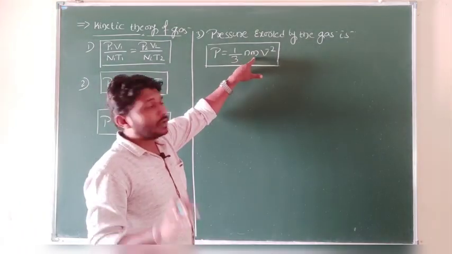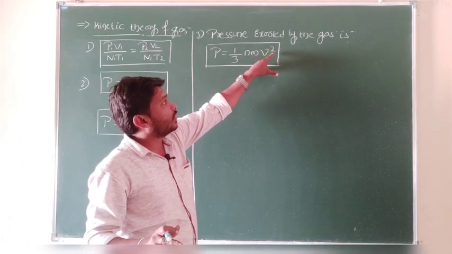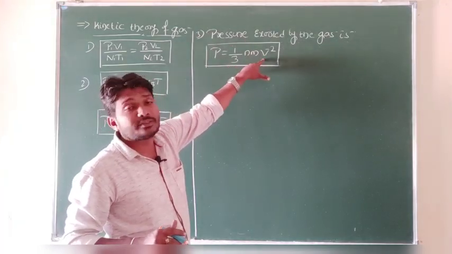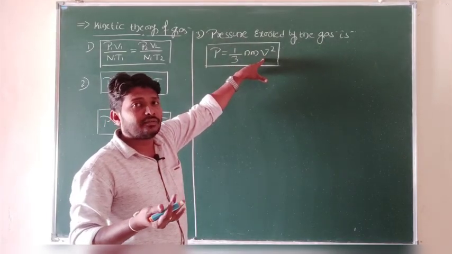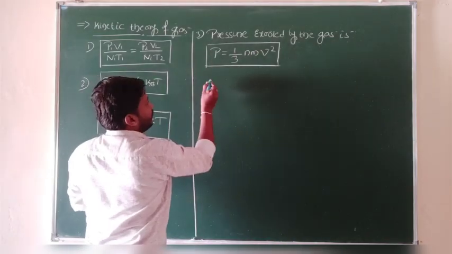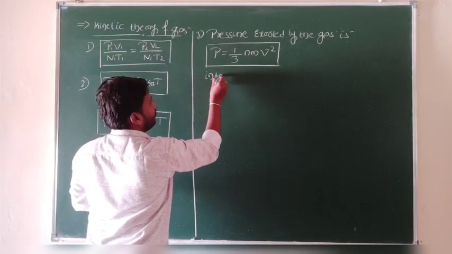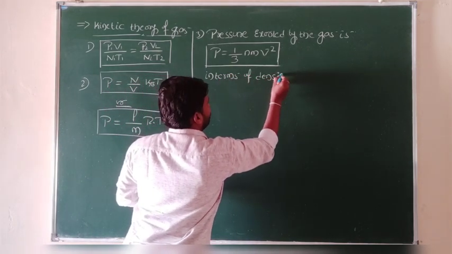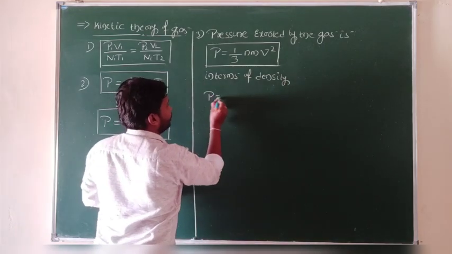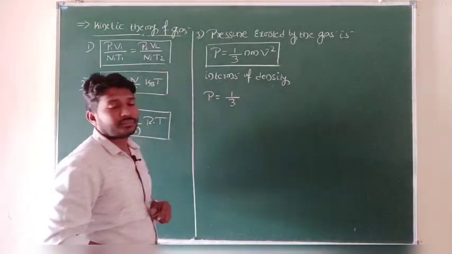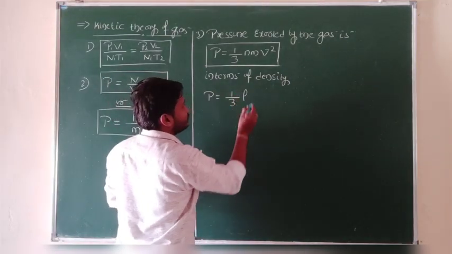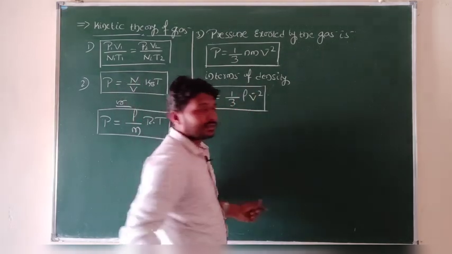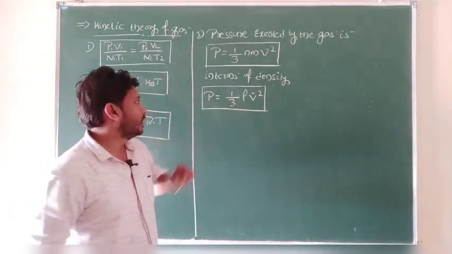Here N stands for number of molecules and M stands for mass, and V bar square means the mean speed squared. So V bar means mean speed, or average speed, of the gas molecule. And this equation I can write in terms of density: pressure P is equal to 1 by 3 rho into V bar square. So this is pressure exerted by the gas molecule in terms of density. This is the connecting formula here.